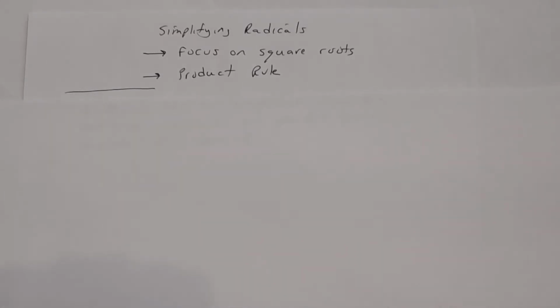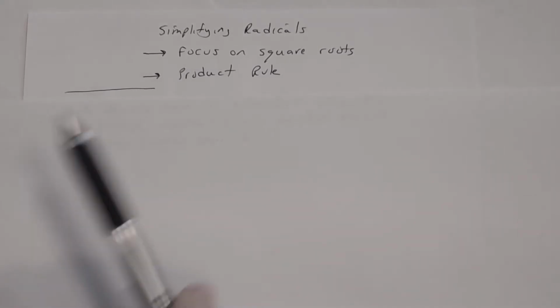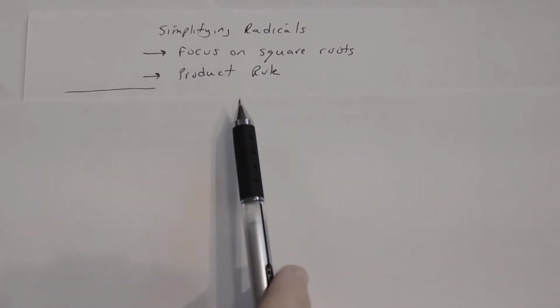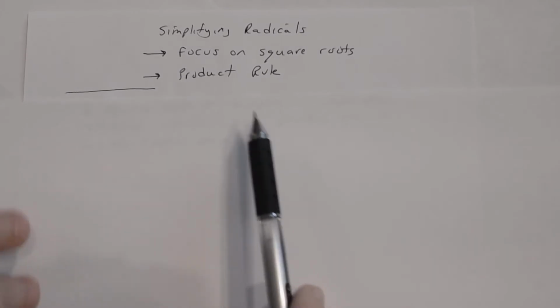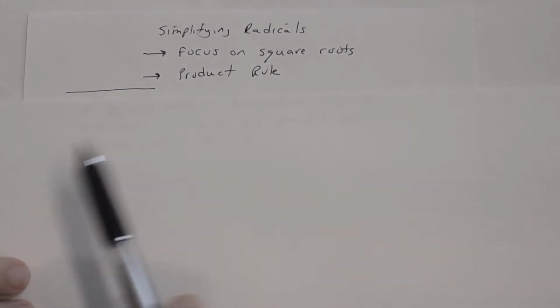Okay, so in this lesson we're going to be studying simplifying radicals, and this is a continuation of radicals from a previous lesson. But the focus here will be strictly on square roots, and we're going to be looking at what's called the product rule. When we talked about simplifying radicals in the previous lesson, we didn't talk about the product rule, but now we're going to need to talk about that.